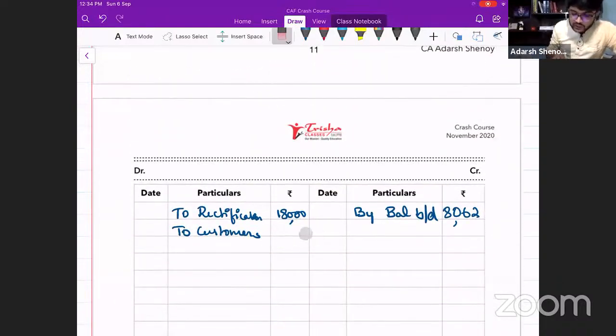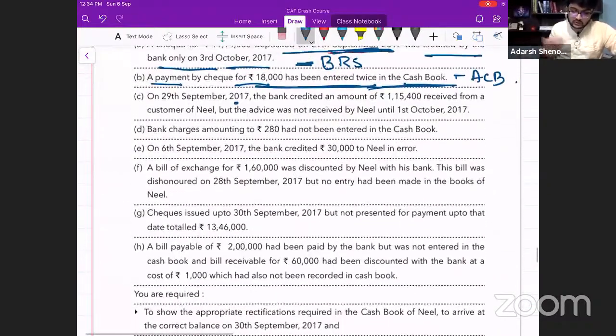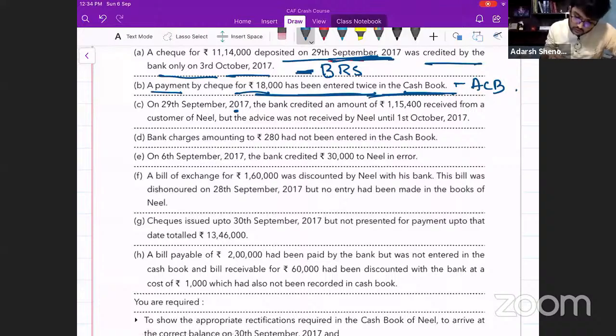1,15,400. Don't get confused with that intimation point. Just ignore that point. It doesn't make any difference to us when it was received. The intimation was received. It is to be recorded for that period.